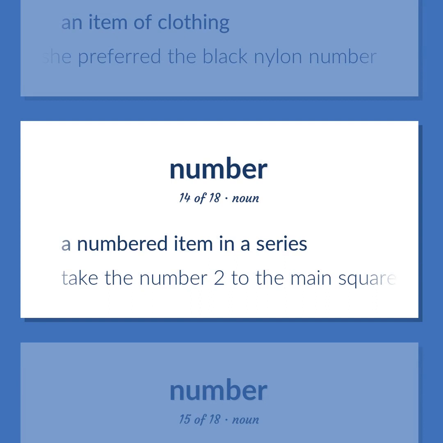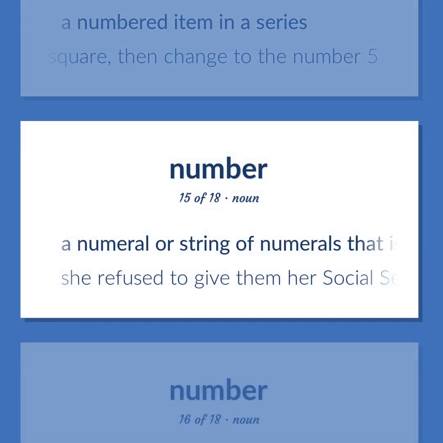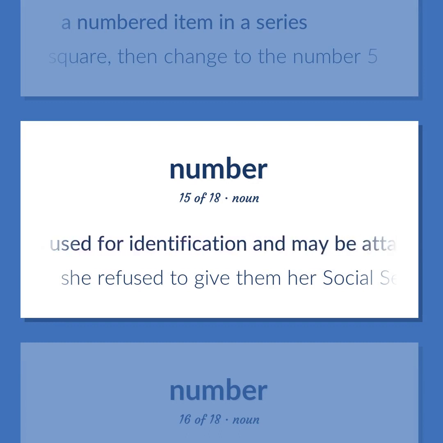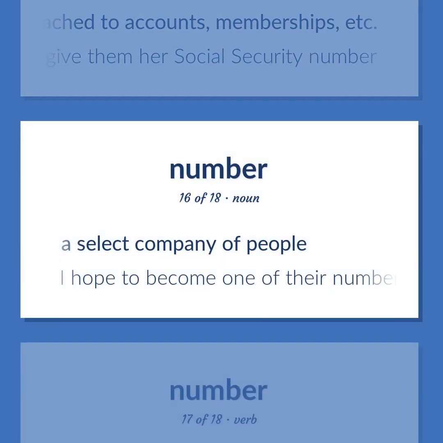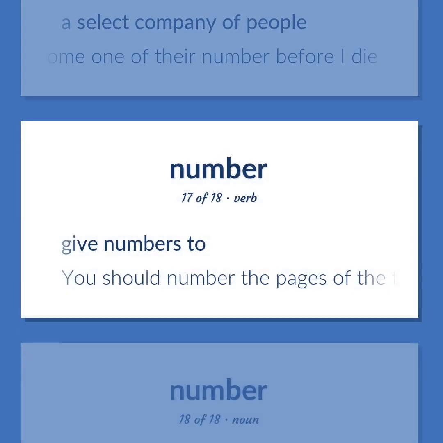Take the number 2 to the main square, then change to the number 5. A numeral or string of numerals that is used for identification and may be attached to accounts, memberships, etc. She refused to give them her social security number. A select company of people. I hope to become one of their number before I die. Give numbers to. You should number the pages of the thesis.